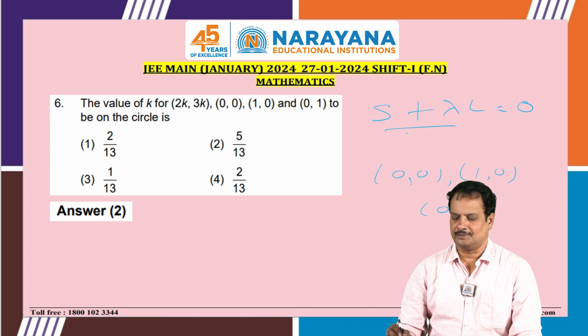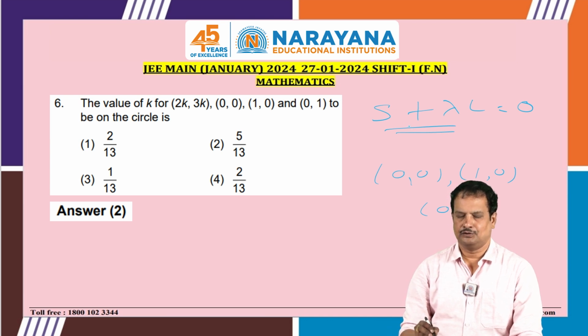How do you use this one? Simply take the circle having 2 points as the ends of the diameter and take the line passing through those 2 points. Then take the equation S plus lambda L equal to 0. Now substitute the third point in this one. Then you will be having the circle passing through 3 points. Then substitute the fourth point in that one. You will be getting the value of k there. Here, the value of k is required where 4 points are concyclic. So simply, you find out the circle passing through 0, 0, 1, 0, and 0, 1.